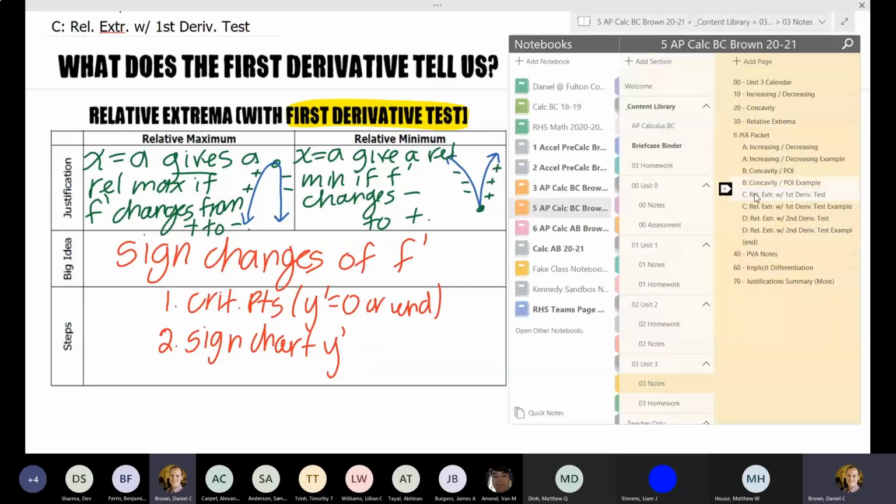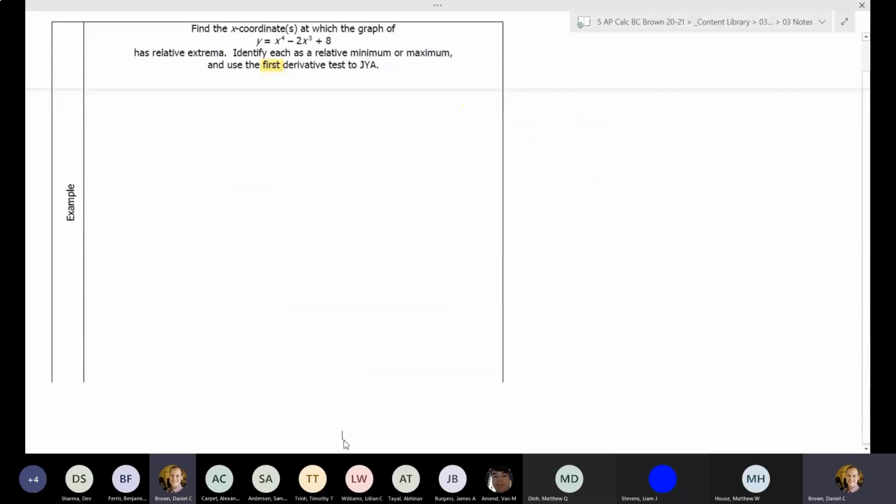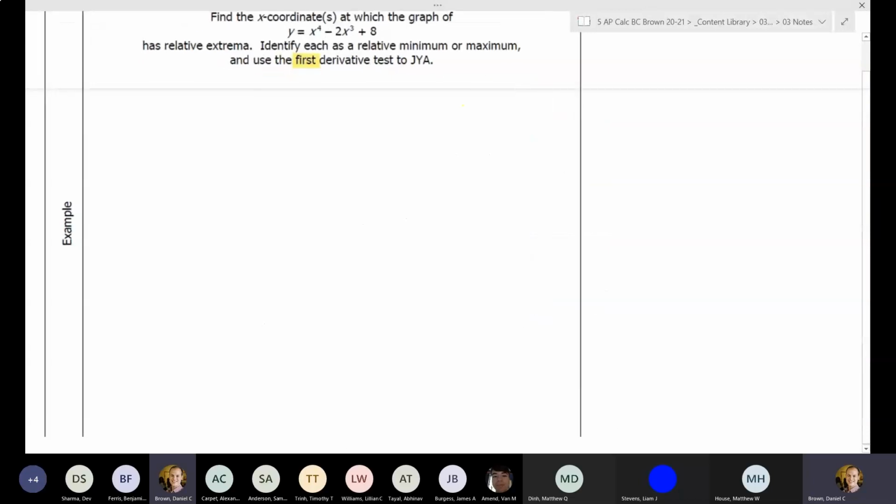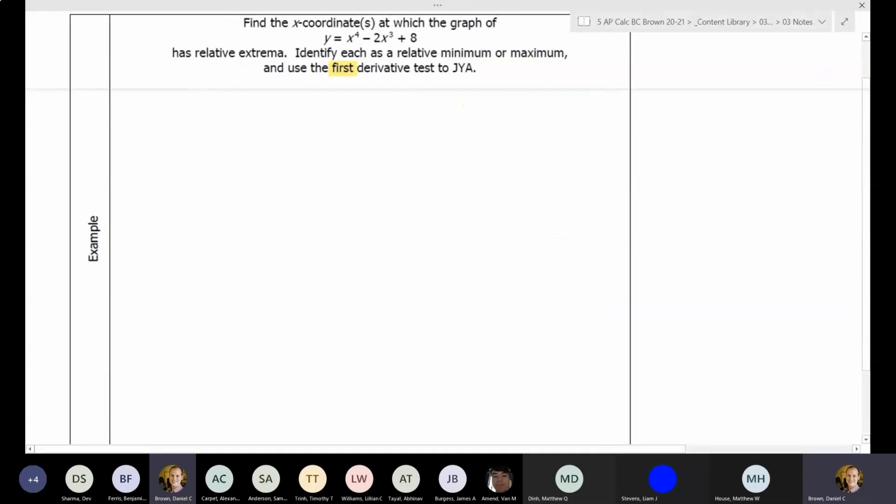All right, so let's go ahead and look at this first example. So I have a function. I want to find the x-coordinate or coordinates at which the graph of y equals x to the fourth minus 2x cubed plus 8 has a relative extremum. And I also want to classify those as relative minimums or maximums using the first derivative test.